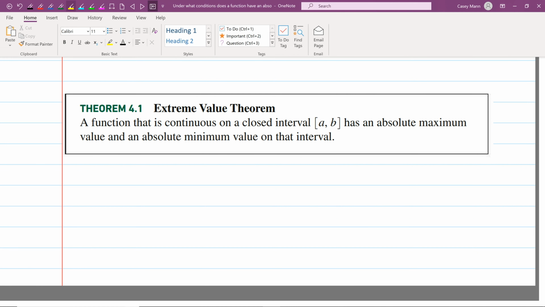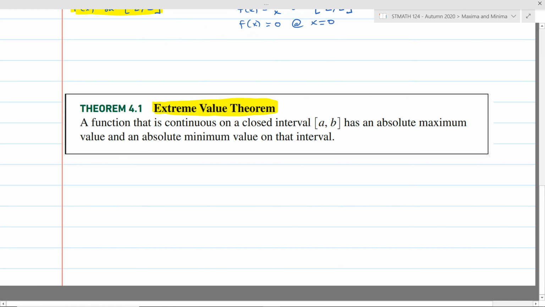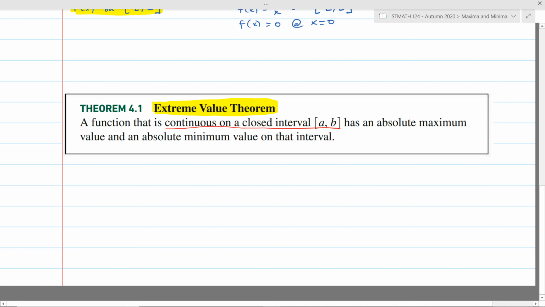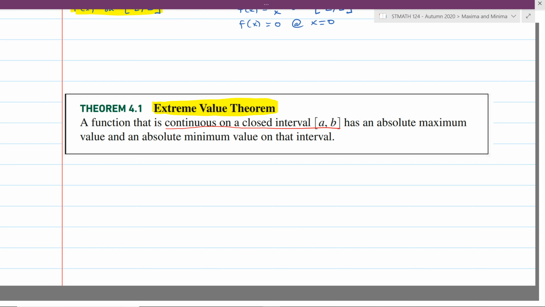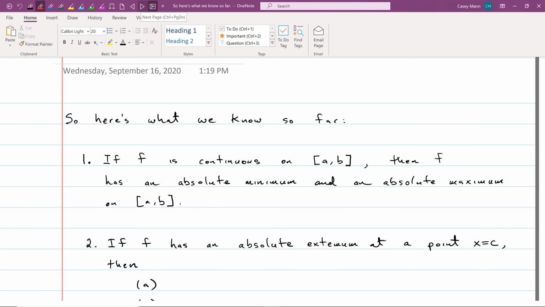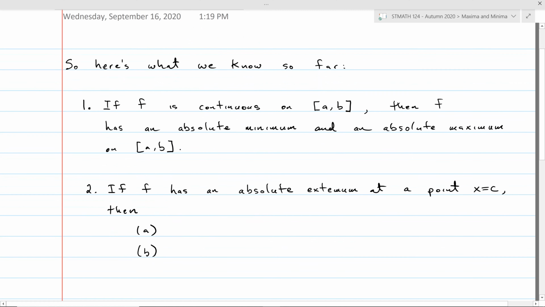The extreme value theorem. It tells you so long as your function is continuous on the closed interval a to b, it's definitely going to have an absolute maximum and an absolute minimum on that interval somewhere. We really like to have ourselves a nice continuous function on a closed interval because we know there is some maximum, there's some minimum, and then maybe we have some hope of finding it. So here's what we know so far. If we take all the things that we talked about.